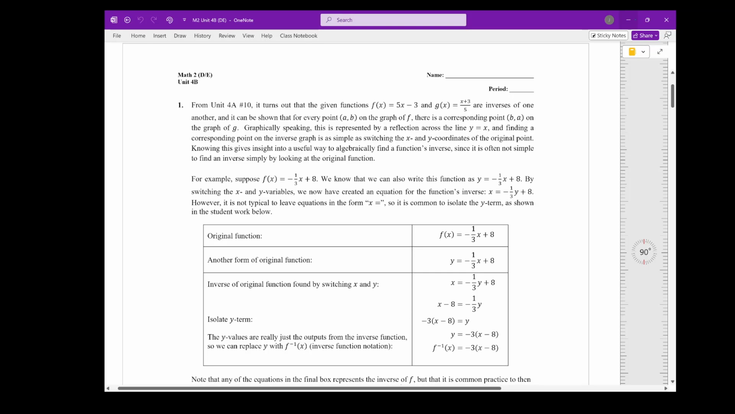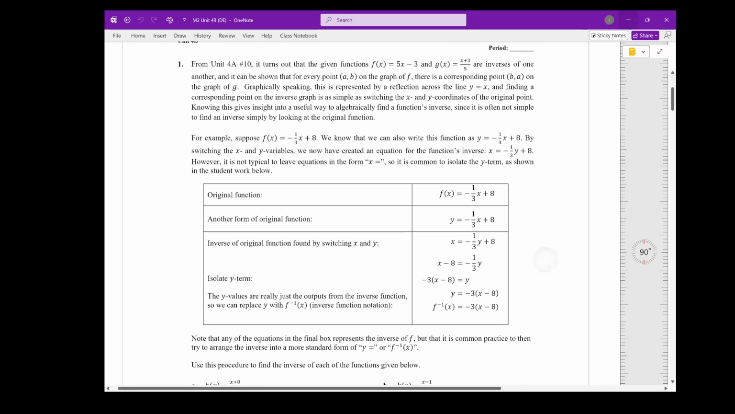The follow up to that is, if I give you a whole function's equation, how do you get the inverse equation? It's really the same exact process. In order to get the corresponding point on the inverse, you just switch x and y. So in the equation, you just switch x and y.